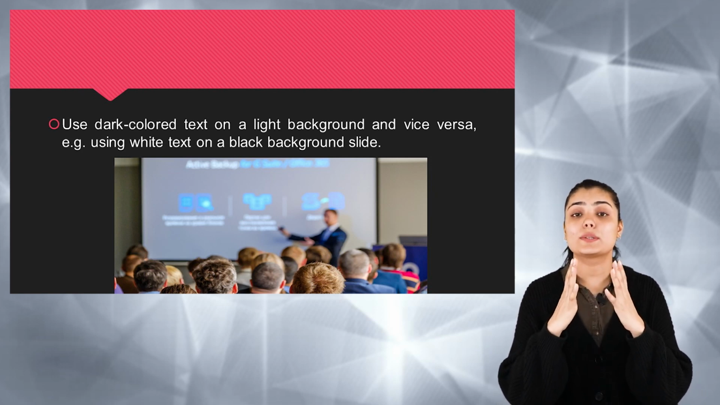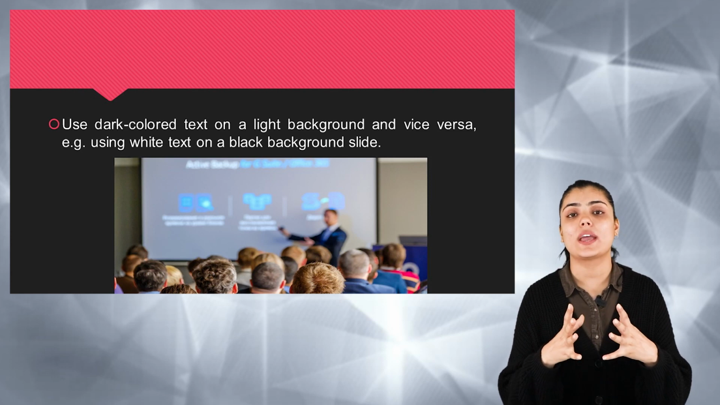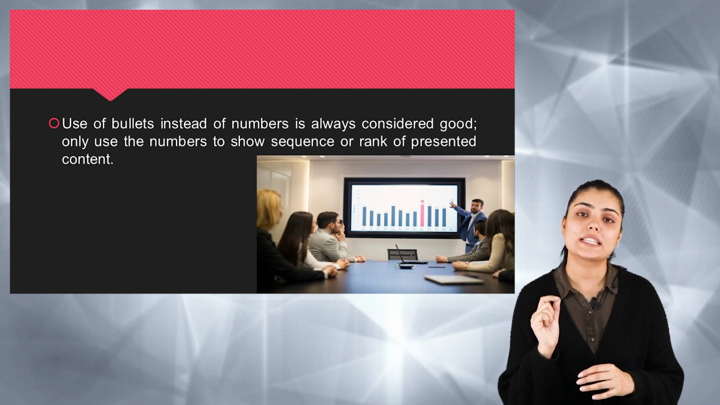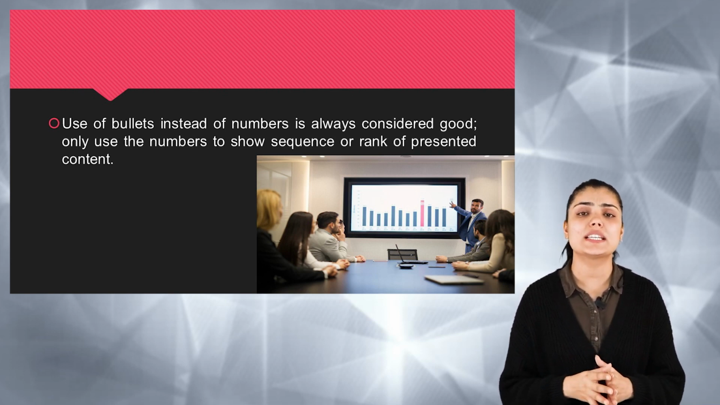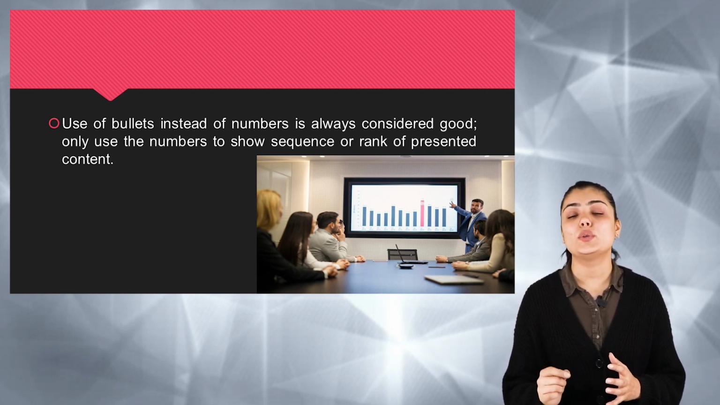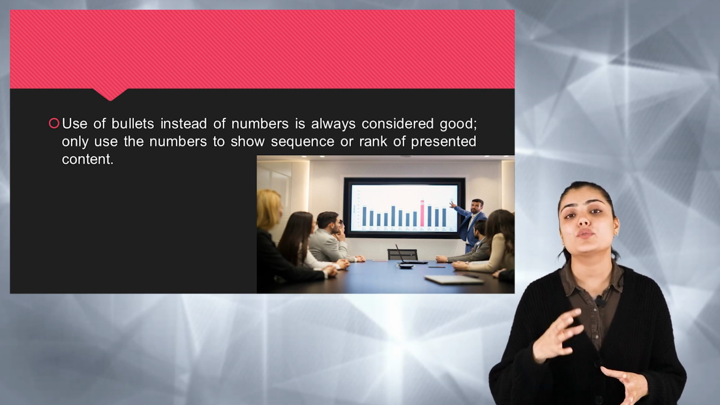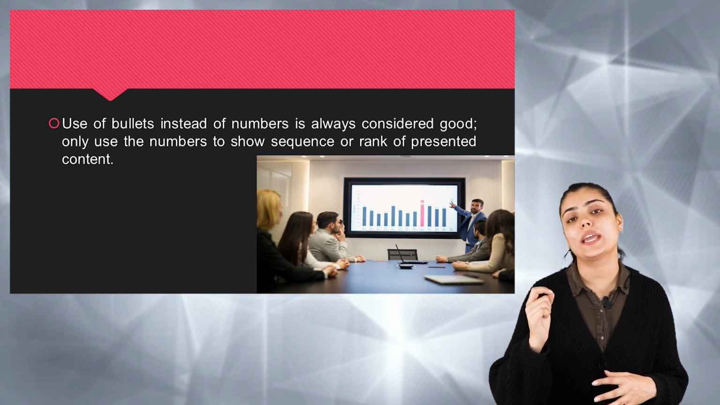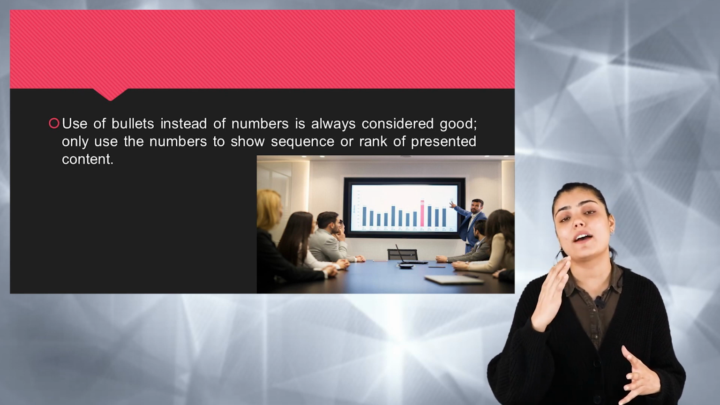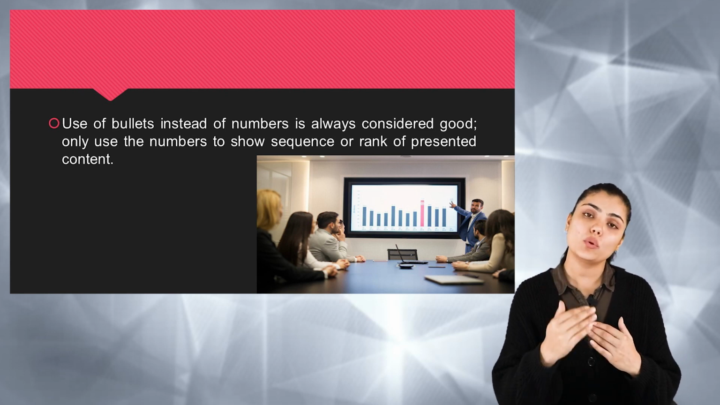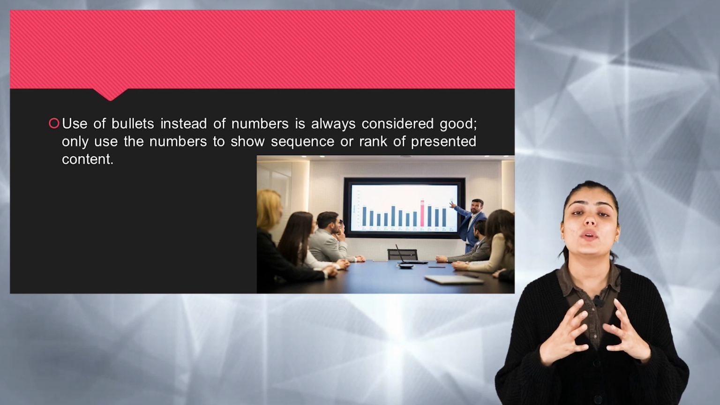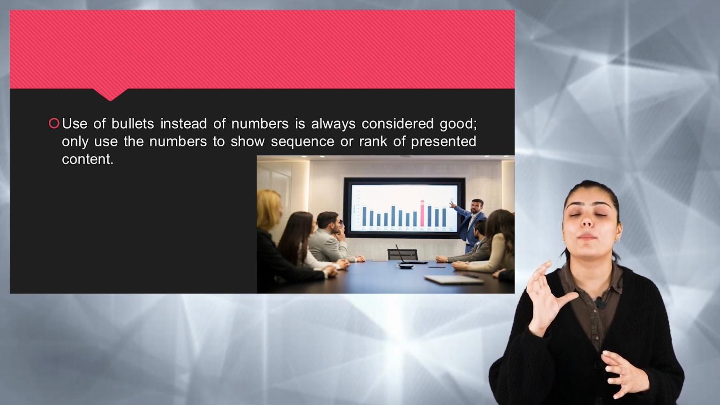In order to make sure that there is proper visibility and the written content is clear, we have to use the color accordingly. The next thing to remember is use of bullet points instead of numbers is always considered good. So instead of writing numbers everywhere to denote points, we can use bullet points. Numbers are to be used throughout the presentation only when we are showing any kind of ranking or any kind of sequence. So throughout the PPT, we have different slides. We have different points in each of the slides. In order to show that it is a new point, we can use bullet points and not numericals. Numericals can be used when we are trying to show the sequence or ranking of a particular content.